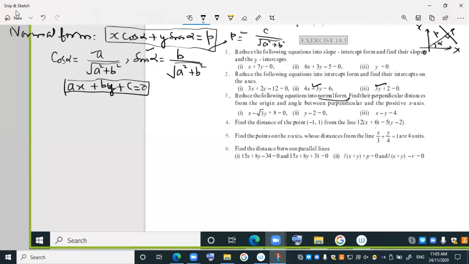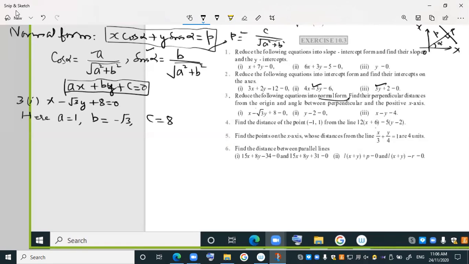So this type of equation is called the normal form. So we take the first question. Question number 1 is x minus root 3y plus 8 is equal to 0. So here, what are a, b, c? Coefficient of x is a equal to 1 here, b is equal to minus root 3, and c is equal to 8. And then we can find out cos alpha, sin alpha and tan alpha.